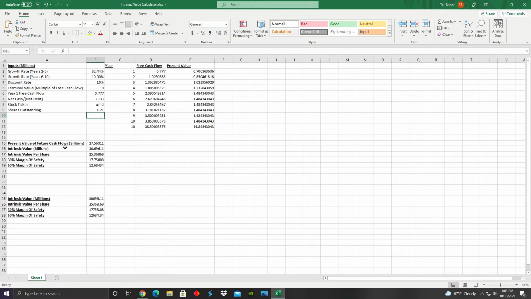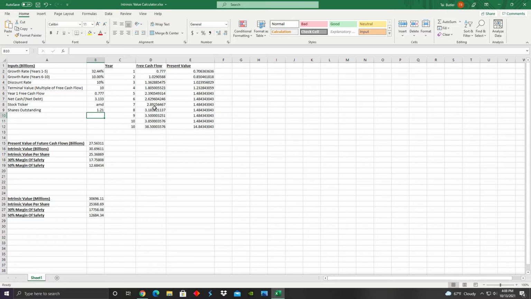So present value of free cash flow is $27 billion. Intrinsic value in billions, $30 billion. And then intrinsic value per share, we're just dividing the intrinsic value in billions by the shares outstanding. That gives us $25 per share, the 30% margin of safety of $17, 50% margin of safety of $12.